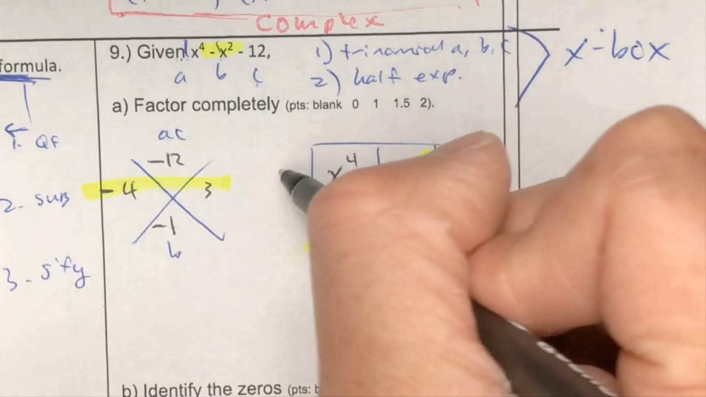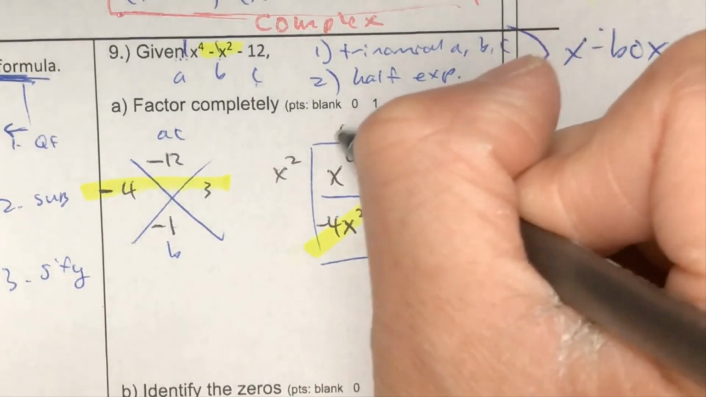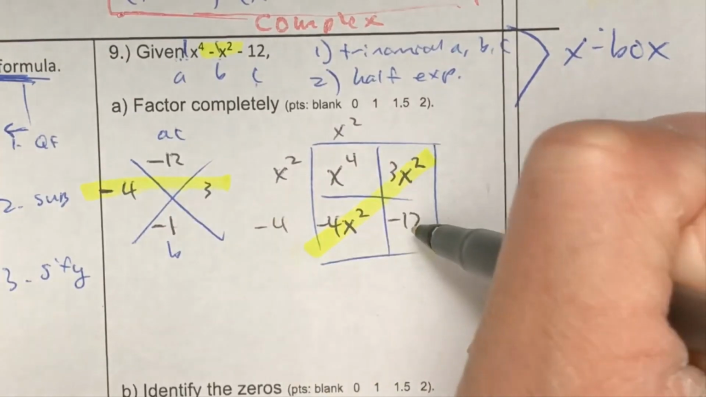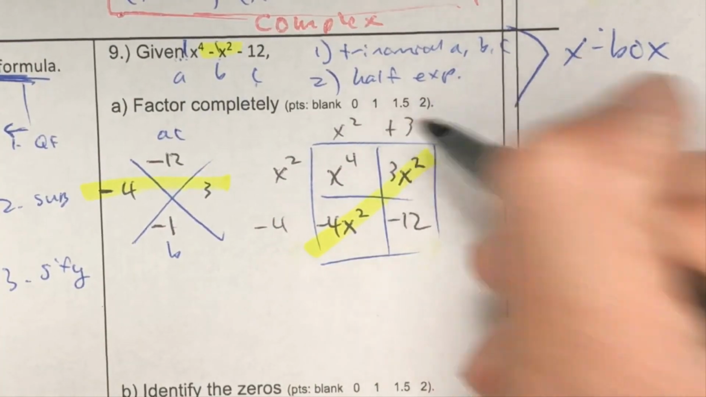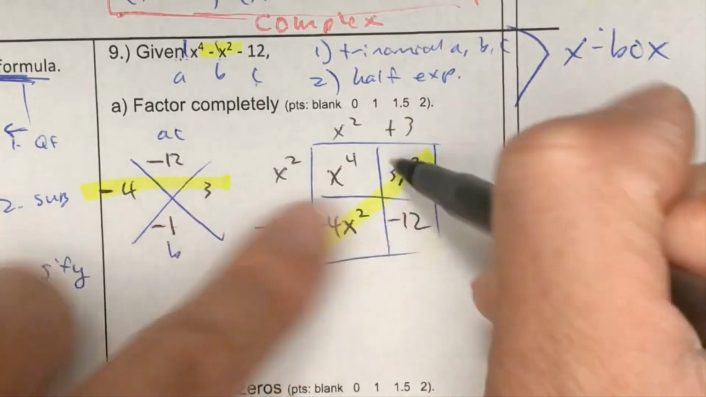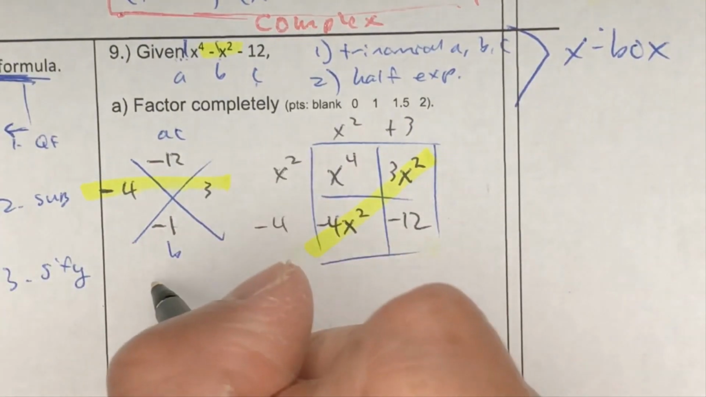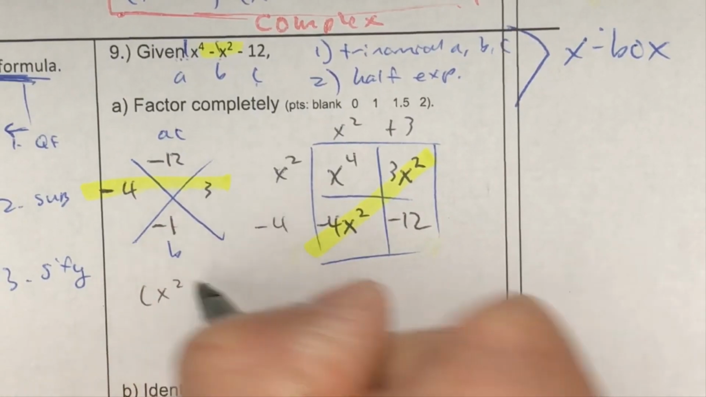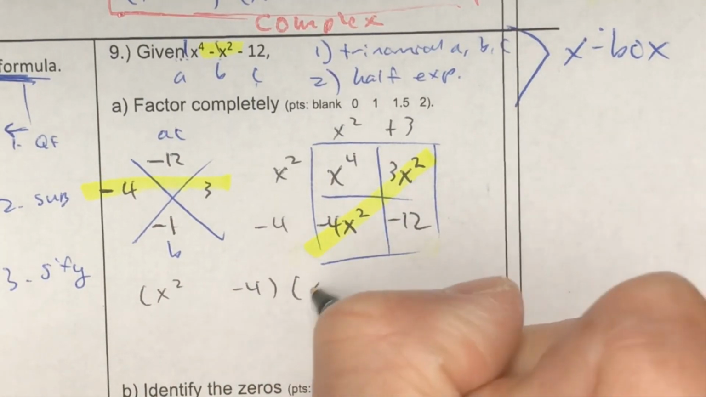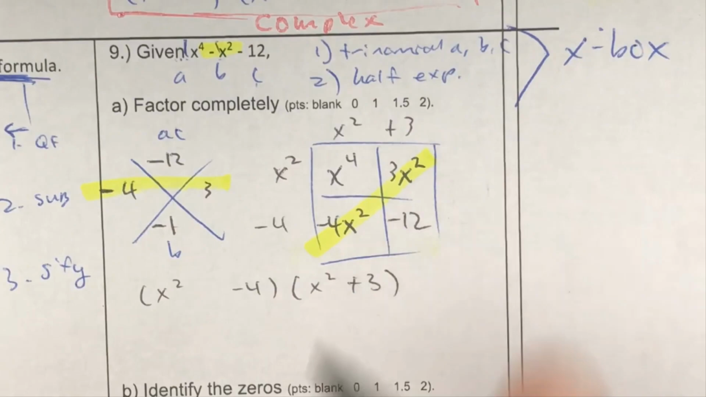Just take out your greatest common factor, x squared, minus 4, and then plus 3. And then double check by multiplying, and that works. So to factor completely, I have x squared minus 4 and x squared plus 3.